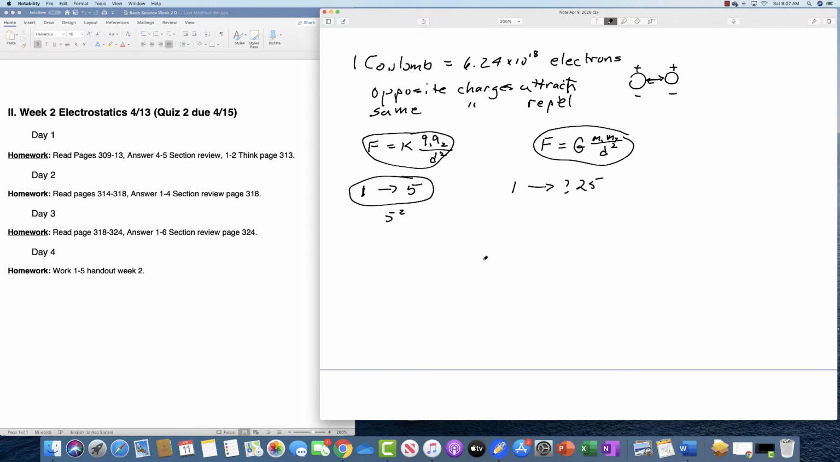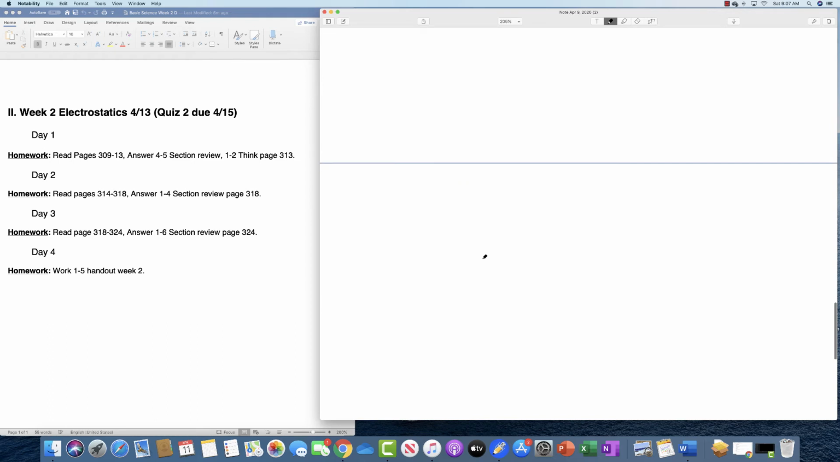Okay, so moving on to day 2, and day 2 we move to section 11.2 in the section review on page 318, excuse me. And the first question is question 1. And question 1 states, what are the two major ways to transfer charge between two objects?